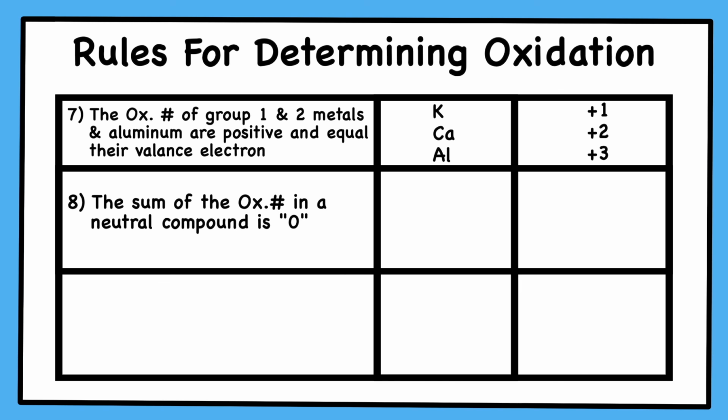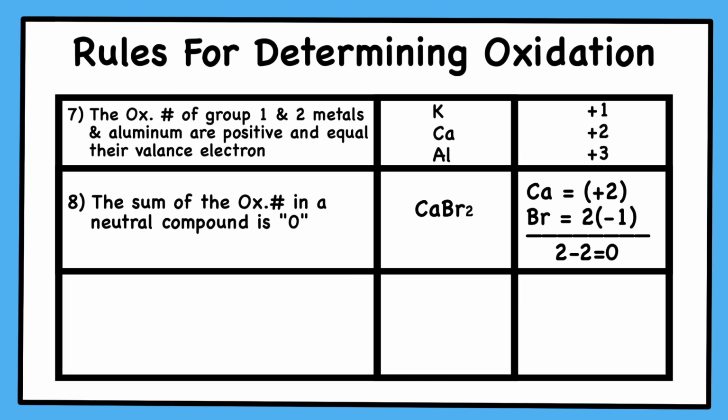Our eighth rule is the sum of the oxidation numbers in a neutral compound is 0. So in calcium bromide, CaBr2, we would have one calcium atom with an oxidation number of +2 and two bromine atoms, each containing a -1 oxidation number. This would cancel out, giving us a total neutral compound.